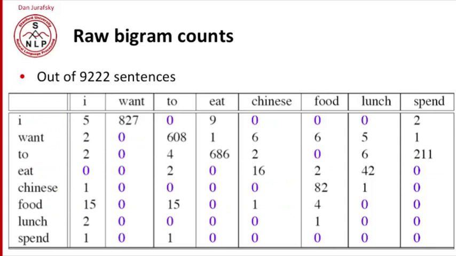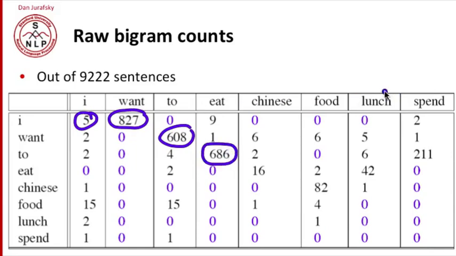So first, let's start with the raw bigram counts from this small corpus of just under 10,000 sentences. What I'm showing you here is a bigram count table. So here the word I is followed by the word I 5 times. The word I is followed by the word want 827 times. The word want is followed by the word to 608 times. The word to is followed by the word eat 686 times.